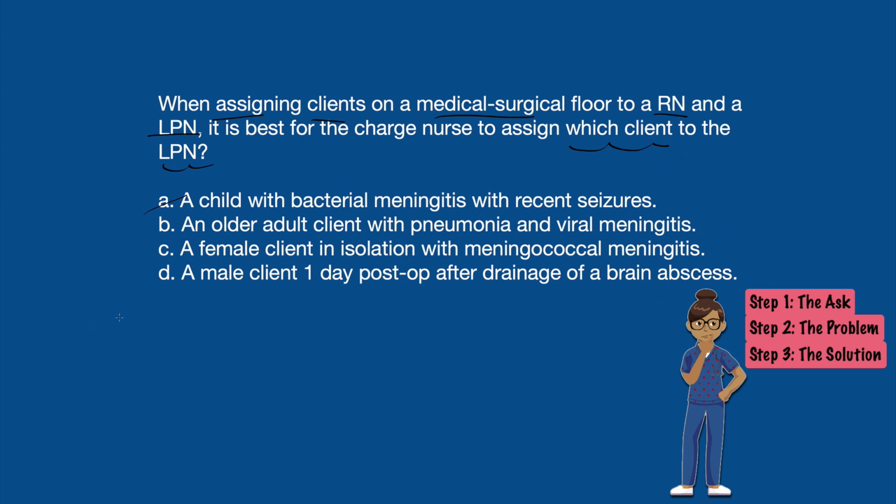Now, B says an older adult client with pneumonia and viral meningitis. So here we have an older adult. Here's our age factor. Nothing about time, but we do, of course, have acuity. Acuity is going to be found by looking at what's going on with the patient. So pneumonia and viral meningitis, both of these are viral infections. Pneumonia is always going to be viral unless it's stated to be otherwise. So pneumonia and viral meningitis, those things are low acuity. They're low because we can predict the outcomes. We know how that's going to go.